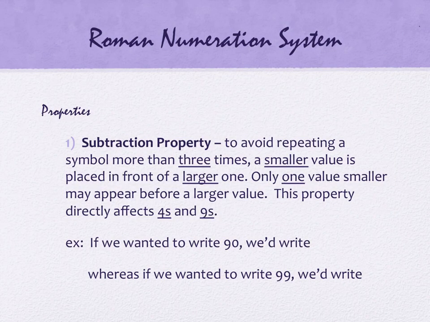The first one's a subtraction property, which you are familiar with. To avoid repeating a symbol more than 3 times, a smaller value is placed in front of a larger one. But you can only do one value smaller before the larger. I'll show you what that means in a sec. This property directly affects 4s and 9s.